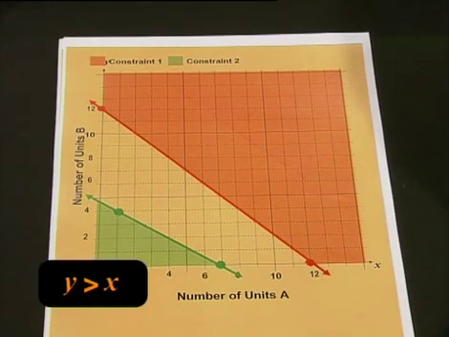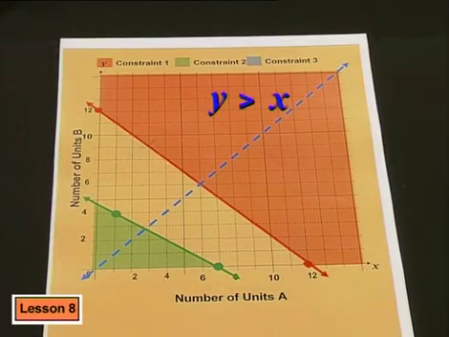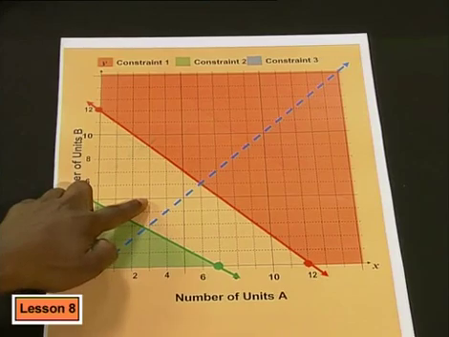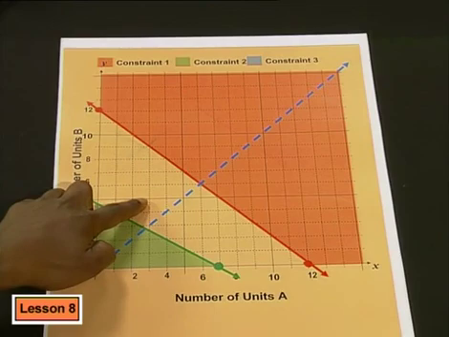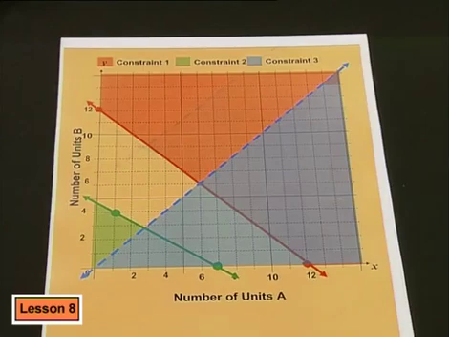But now the inequality says greater than only, so the points on the line aren't actually part of the solution to the inequality. In other words, the points on this line won't be part of the feasible region. To remind ourselves that they aren't part of the feasible region, we draw a dotted line rather than a solid line. Again, we must decide where to shade. Once again, we'll take a point, let's say 3, 5. The y value is greater than the x value, so the point should be in the feasible region. So we'll shade the other side of the line.